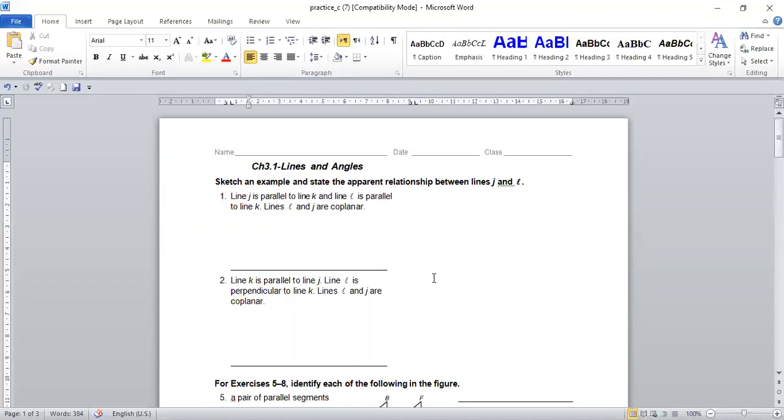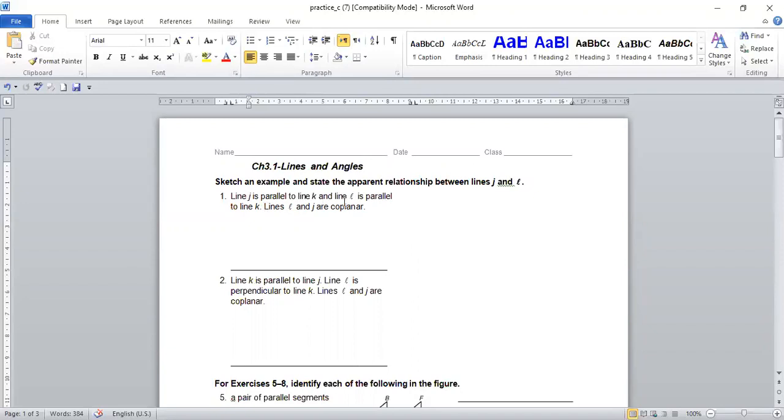All of us know what a parallel line is, and we also know what perpendicular lines are. So these two lines are the most important ones among lines, parallel and perpendicular. So line J is parallel to line K. So you have to draw two lines with J parallel to K, and line L is parallel to line K. So there are basically going to be three parallel lines. So three lines, one is J, one is K, and one is L.